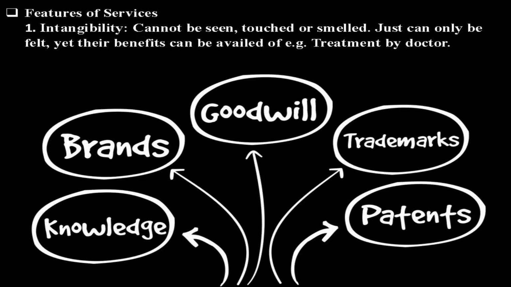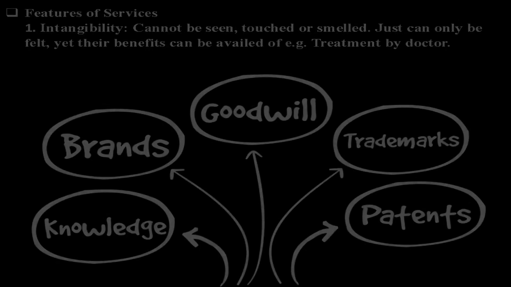First one is intangibility. You can't see it or smell it, it can only be felt. Their benefit can be availed. Example, treatment by a doctor. These are other examples: knowledge, brand, goodwill, trademark, patents. These are all intangible. They will be there, but you can't see knowledge in a physical appearance, and even brand and goodwill, like that.